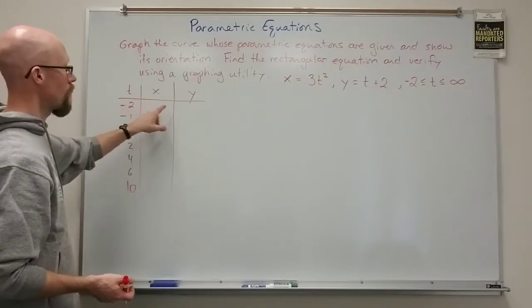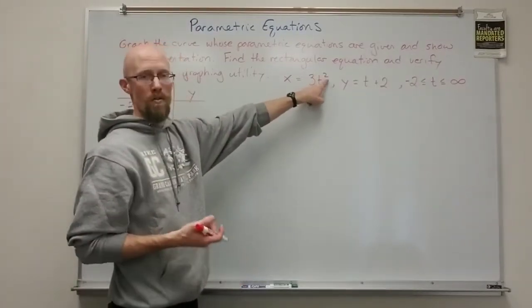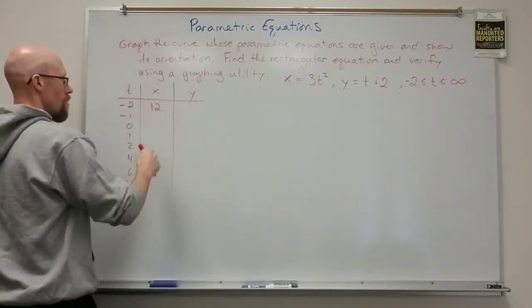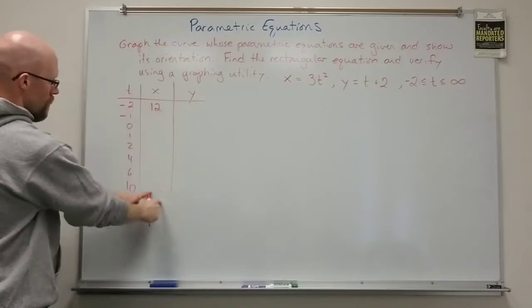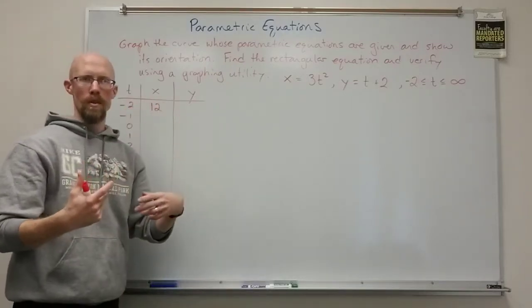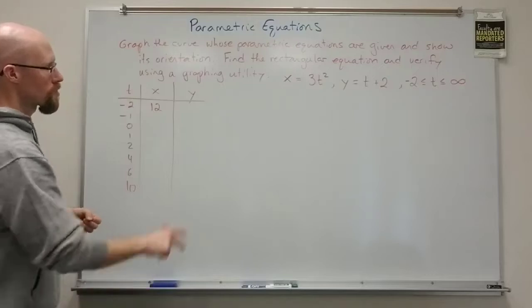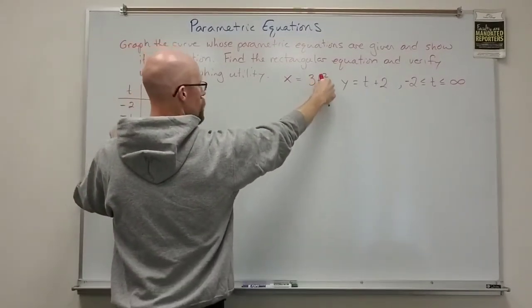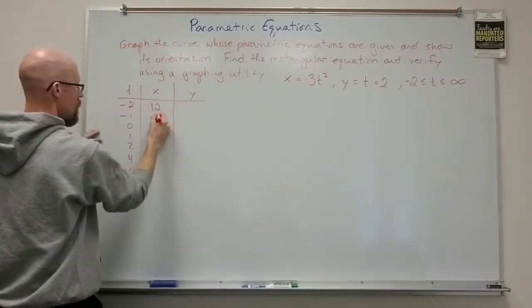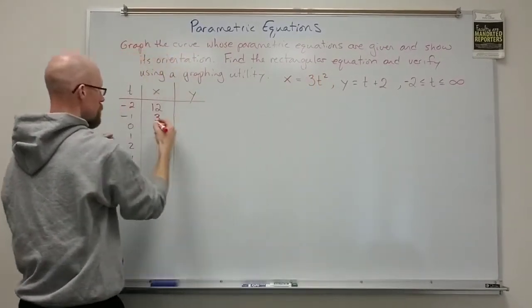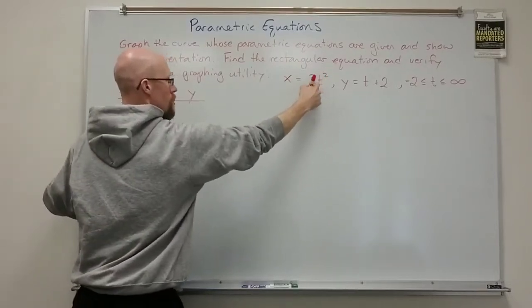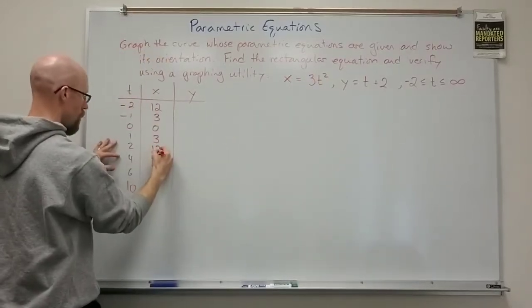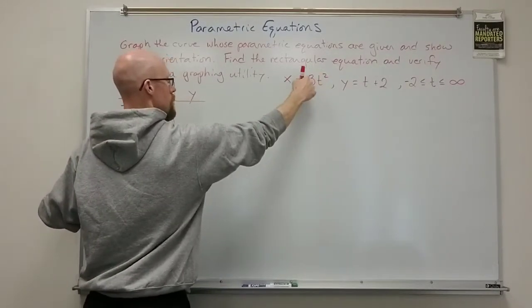Plug in -2. First of all, for x, -2 squared is 4, 4 times 3 is 12. So it's going to be 12. Actually, let's go ahead and just do all the x values first, so I don't have to rethink which function I'm on. I'm just going to stick with this function. -1 squared is 1 times 3 is 3. 0 squared is 0 times 3 is 0. 1 squared is 1 times 3 is 3. 2 squared is 4 times 3 is 12. 4 squared is 16 times 3 is 48.